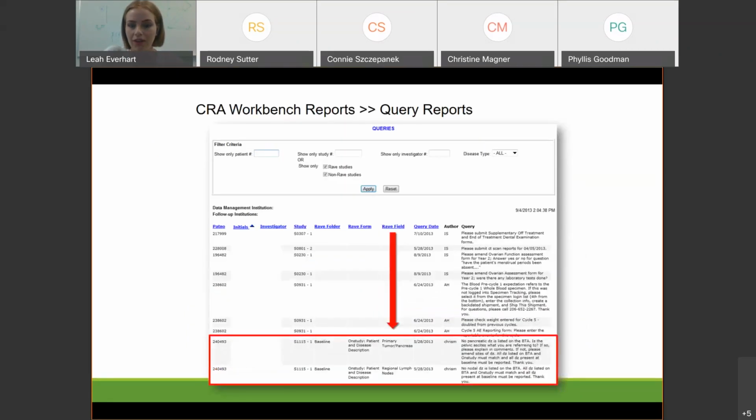And the second place you can find queries that are outstanding is on the queries report from the CRA workbench, and only manual queries can be found here. System queries won't show up, so just be aware of that. And highlighted above here, we have an example of where you can see exactly which RAVE field the query is on. But just be aware that you'll have to access the query in RAVE. You can't access it from this report. Next slide, please.